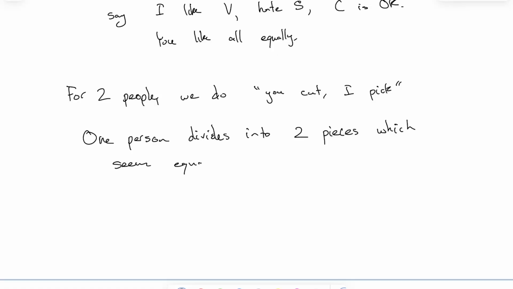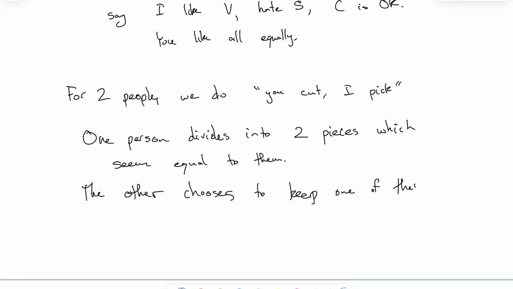Which seem equal to them. I don't mean equal size, but equally valuable in their opinion, all right? Remember, everybody has their own different opinions about what's valuable, but the idea is one person divides the thing into 2 pieces which seem equal to them, and then the other chooses to keep one of these pieces, and then the first one takes the other piece.